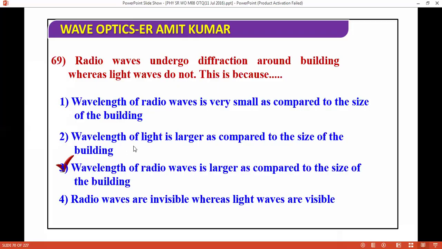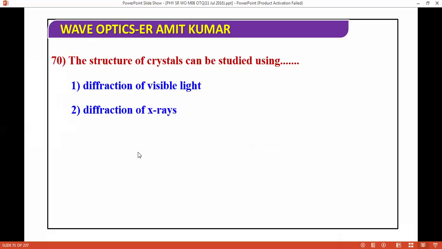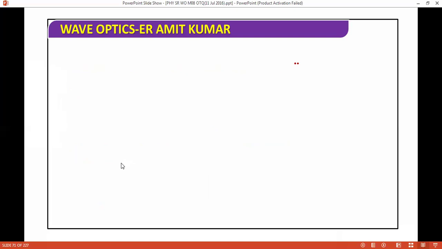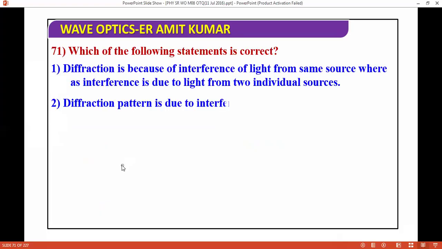The next question I'm moving to: the structure of crystals can be studied using diffraction of visible light, diffraction of X-rays, or interference. So the structure of crystals can be studied using the diffraction of X-rays. Next question, I'm moving on to this one.